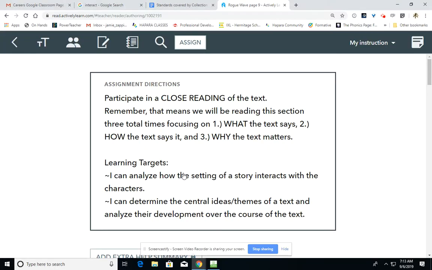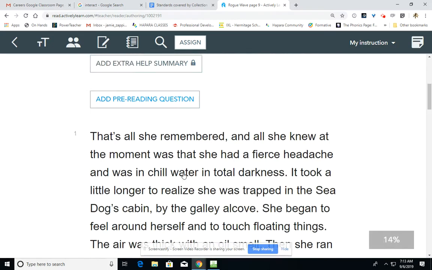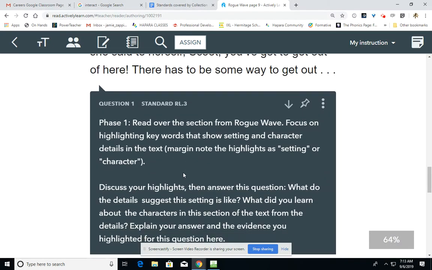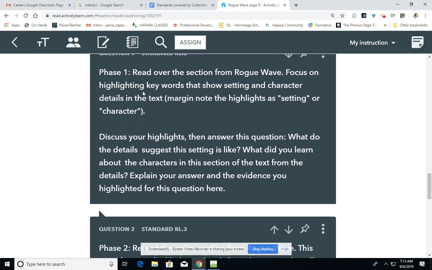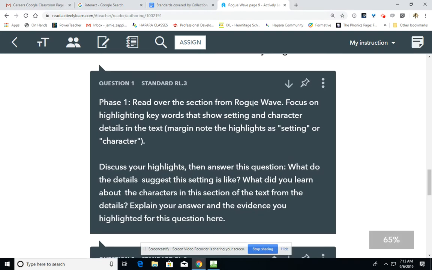For your first reading of the 3 phases of the close reading, you're going to read it focusing on and highlighting keywords that show the setting and character details in the text. As your margin notes, simply write the word setting or character, identifying which part that note goes along with. After you personally within your group have picked one highlight for setting and one for character and labeled it, discuss what you found with your group and then answer the following question.